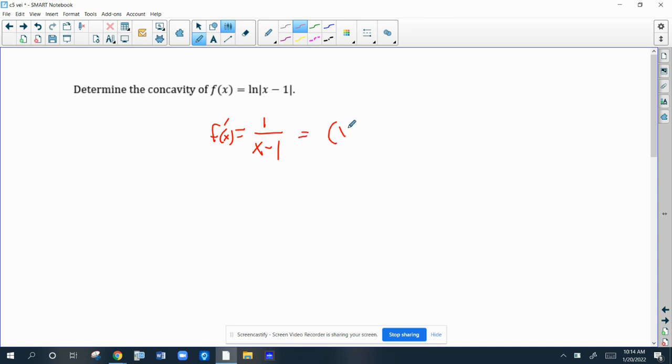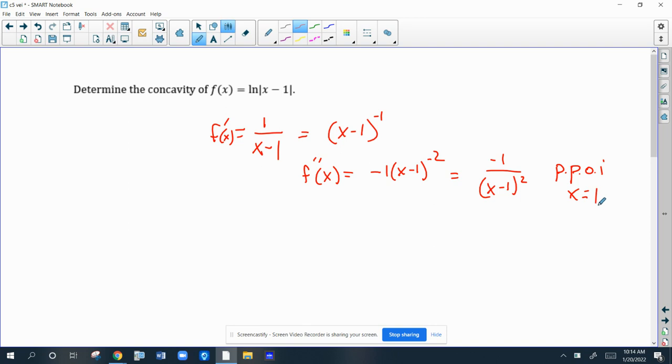So f double prime would be negative 1 times x minus 1 to the negative second, or negative 1 over x minus 1 squared. So there's my second derivative, and this is what I'm going to base all of my possible points of inflection and concavity off of. We do have a possible point of inflection where this second derivative is undefined, x equals 1.